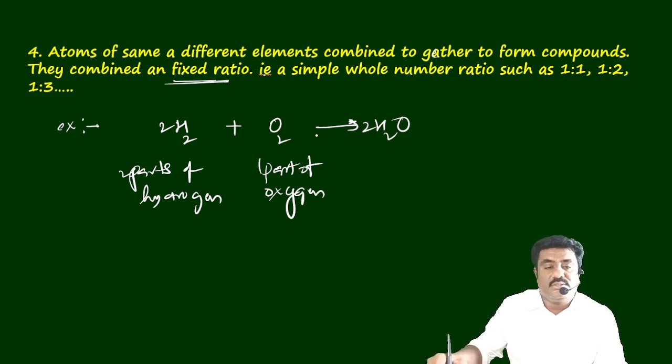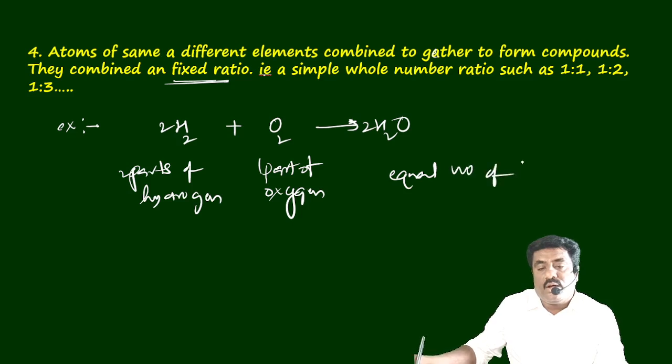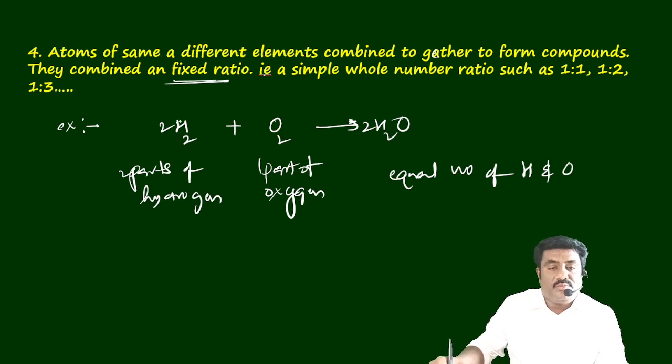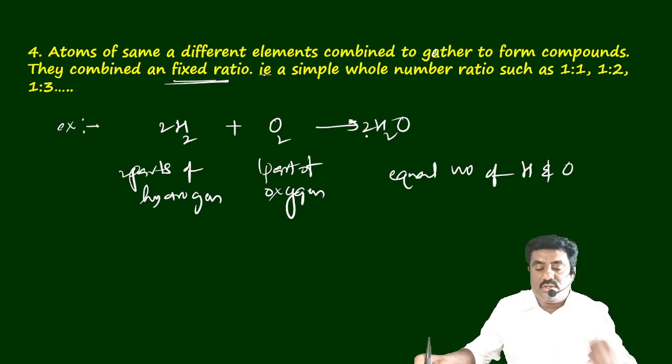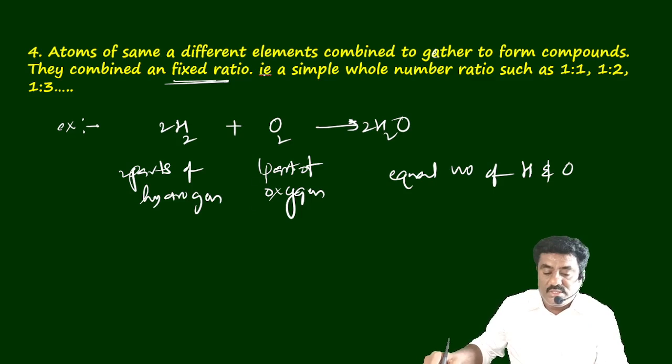So water always contains hydrogen and oxygen in the same fixed proportion. Atoms of different elements, hydrogen and oxygen, form the compound water. Two parts of hydrogen and one part of oxygen form two parts of water molecule. So what is the ratio of hydrogen to oxygen? It is a 2:1 ratio, a fixed ratio.